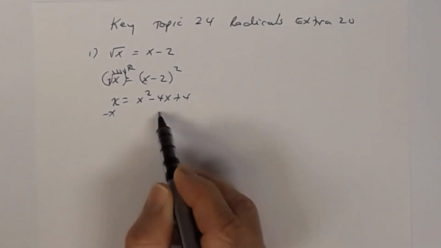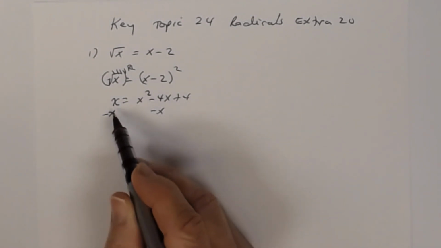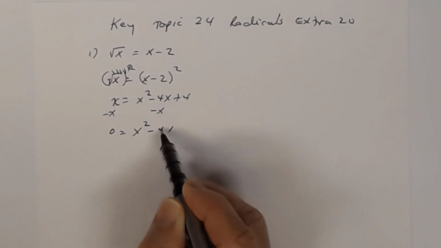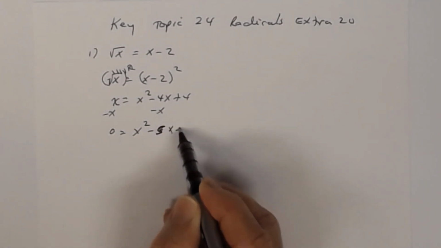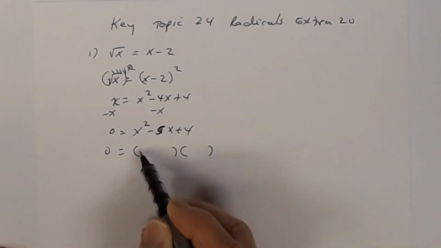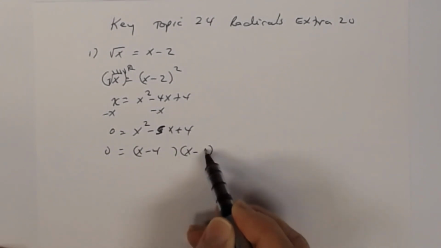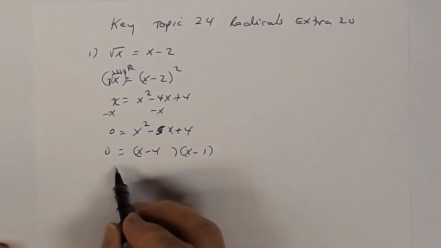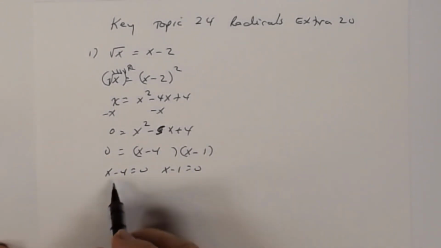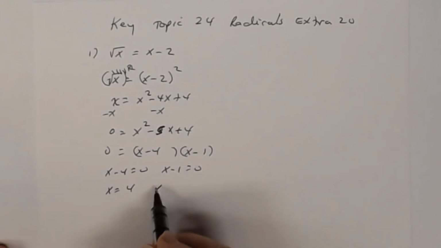I'm going to subtract x from both sides, aligning my like terms. So x minus 6 is 0. I get 0 equals x squared minus 5x plus 4. Then we factor this: x minus 4 times x minus 1 equals 0. So x minus 4 equals 0 and x minus 1 equals 0, and I get x to be 4 and x to be 1.